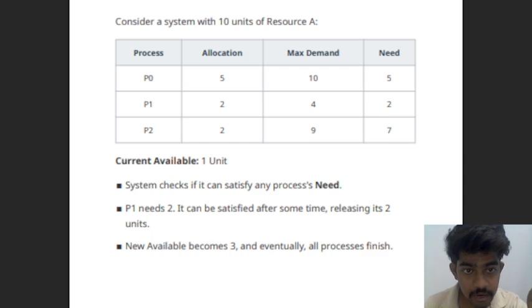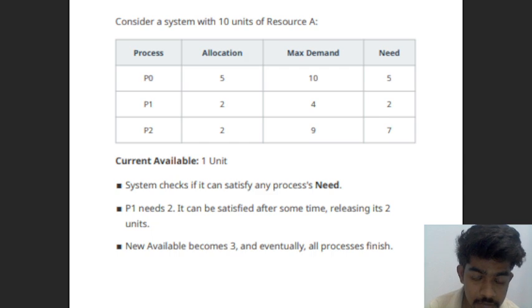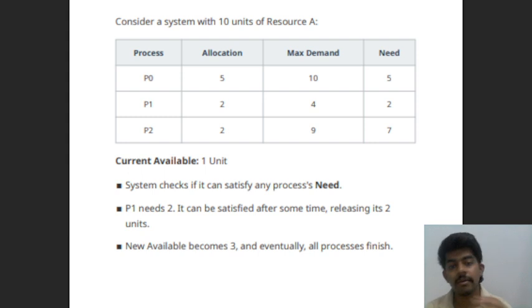Now the max demand for process 0 is 10, and that tells us the need, which we get by subtracting the allocated resources from the max demand, which is 5. Same in process P1, max demand is 4, allocated resources are 2, and we get the needed resources 2. Same in P2, the max demand is 9, the allocated resources are 2, so we get the needed resources equal to 7, 9 minus 2 is 7. So here the current available resource is 1 unit.